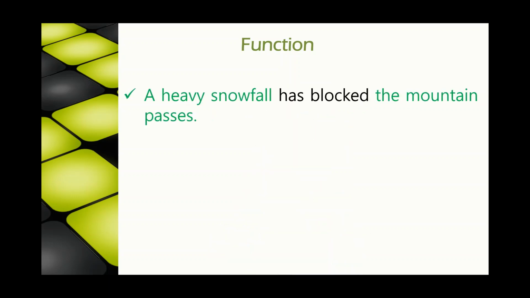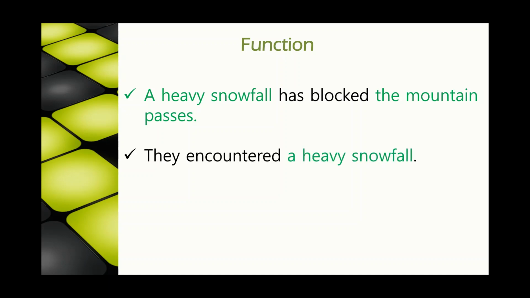Consider this example again. A heavy snowfall has blocked the mountain passes. A heavy snowfall is a noun phrase, and in this sentence, it functions as a subject. And the mountain passes, this is another noun phrase, however, it functions as an object. Now, if we were to change the position of the same phrases, then the function would change accordingly.